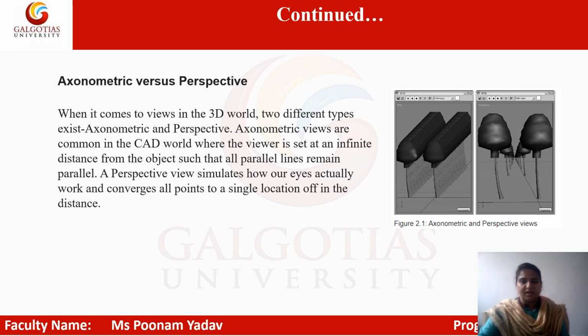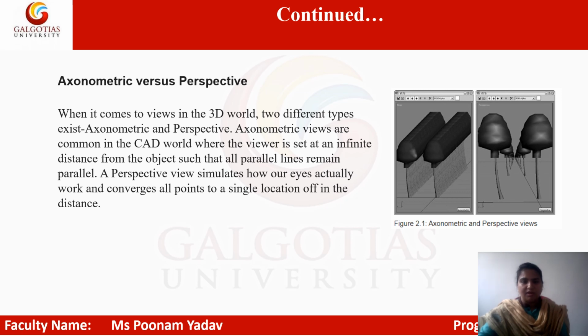When it comes to viewing in the 3D world, two different types exist: axonometric and perspective. Axonometric views are common in CAD, where CAD means computer-aided design, used for design purposes. In this world the viewer is set at an infinite distance from the object. Infinite distance means the distance is not finite, so all parallel lines remain parallel.